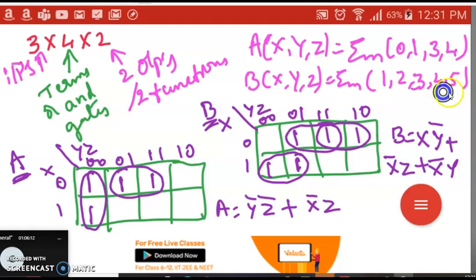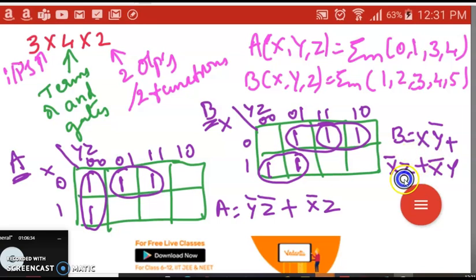We write the entries in these locations as 1. So 1, 2, 3, 4, 5. So we make the grouping here. So we get 3 terms here. So for this group, X Y bar. For this group, X bar Z. For this group, X bar Y. These are the terms now.